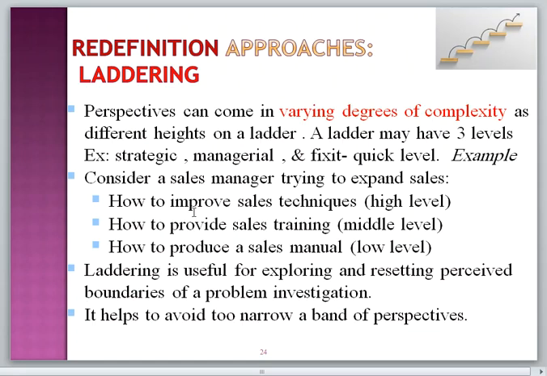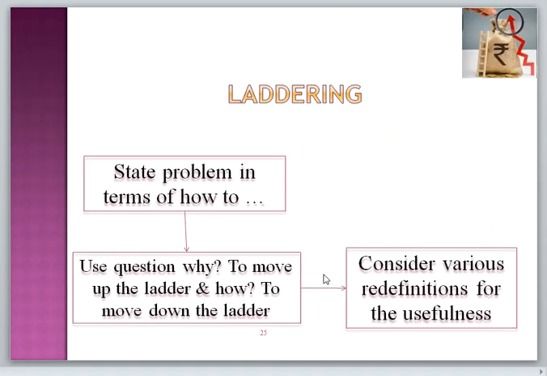Whenever you ask the question why sales is going down, it leads you to a higher level. Why is the sales going down? Because we have bad sales techniques. That would move you up. How can we solve the problem? By having a manual, right? So we go down by this. So how do we think? By using the why to go up and the how to go down. And then, after answering the question, whether you are going up or down in the ladder, you write down and redefine the problem according to what you have found.